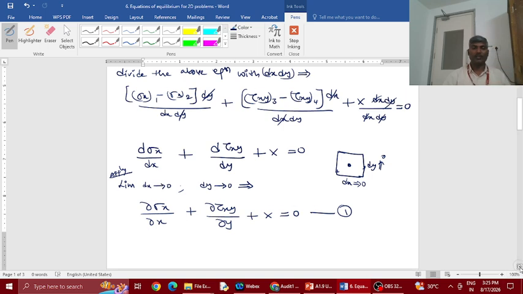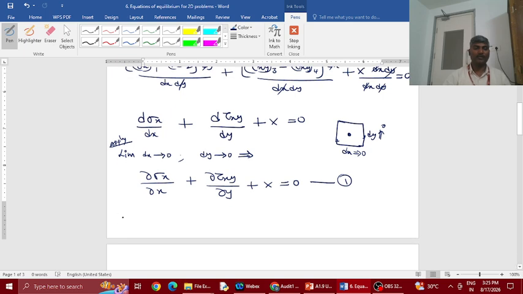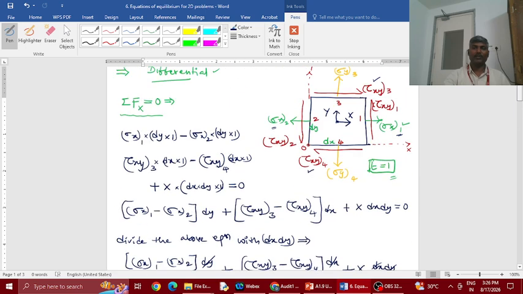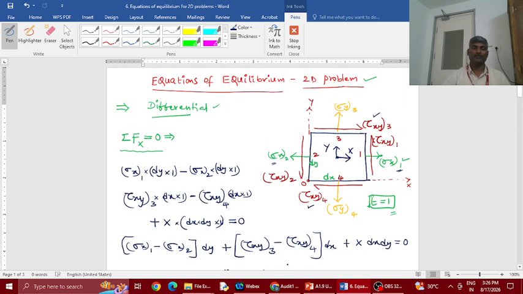Similarly, if you apply sum of forces in y direction equal to 0, you can always get the second equation, that is dou sigma y by dou y plus dou tau xy by dou x plus Y body force in y direction is 0. So this is the second equilibrium equation. These two are called the differential equations of equilibrium for a two-dimensional problem.